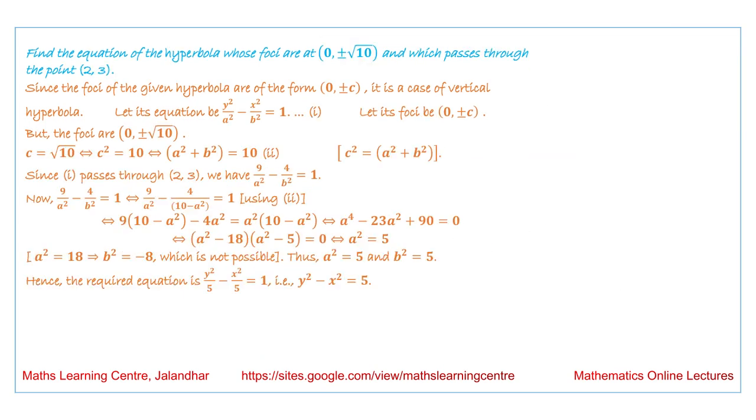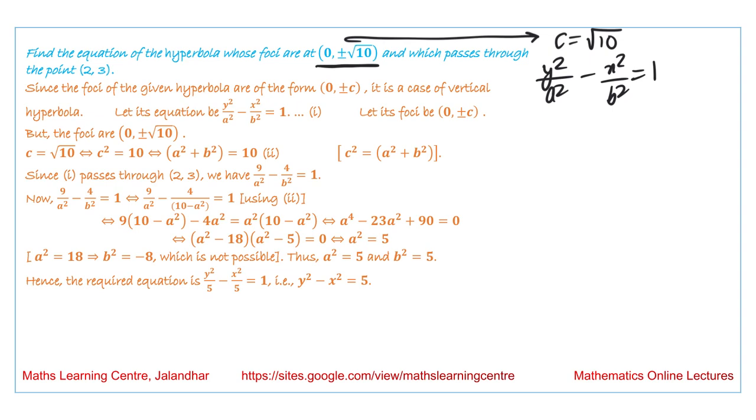Next is find the equation of the hyperbola whose foci are (0, plus minus root 10). From this we can obtain that the value of c is equal to square root 10. The equation we have is y square over a square minus x square over b square is equal to 1, and it passes through the point (2, 3). It means this point will satisfy this equation. So when we substitute this value over here, we obtain 9 over a square minus 4 over b square is equal to 1.